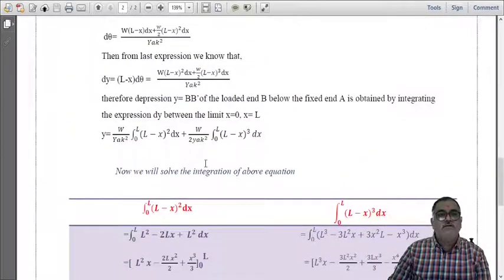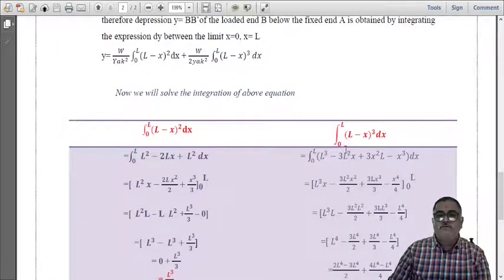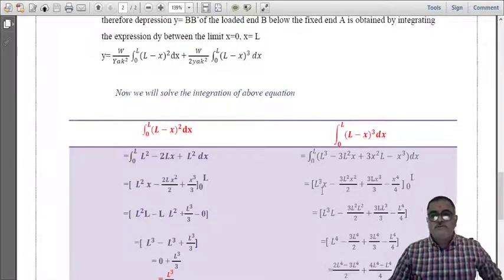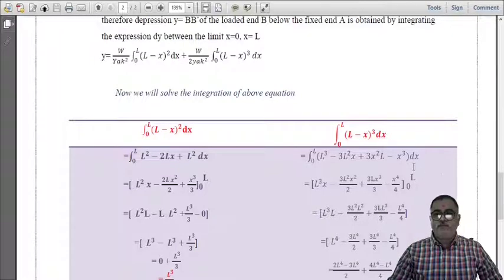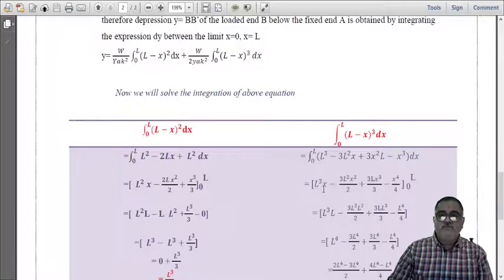Now see this another part, that is the integral of (L minus x) cube into dx between the limit 0 to L. Again, the expansion of (L minus x) cube is L cube minus 3L square x plus 3x square L minus x cube into dx, between the limit 0 to L. Now integrating, L cube dx gives L cube x minus 3L square x square by 2 plus 3L x cube by 3 minus x to the power 4 divided by 4.